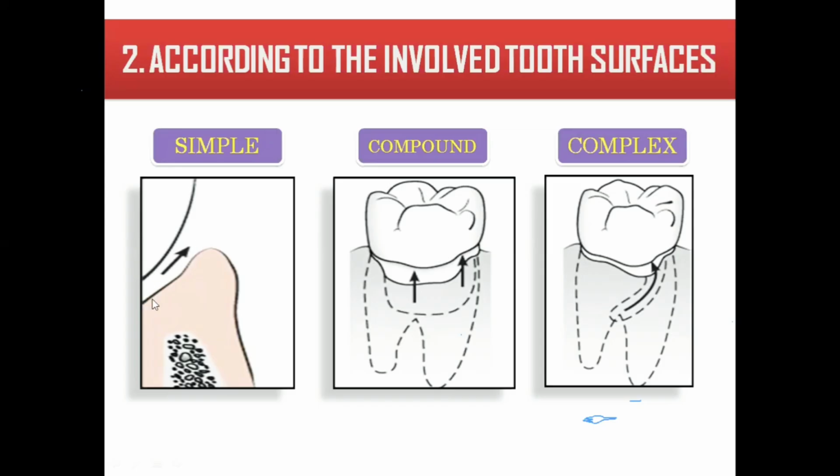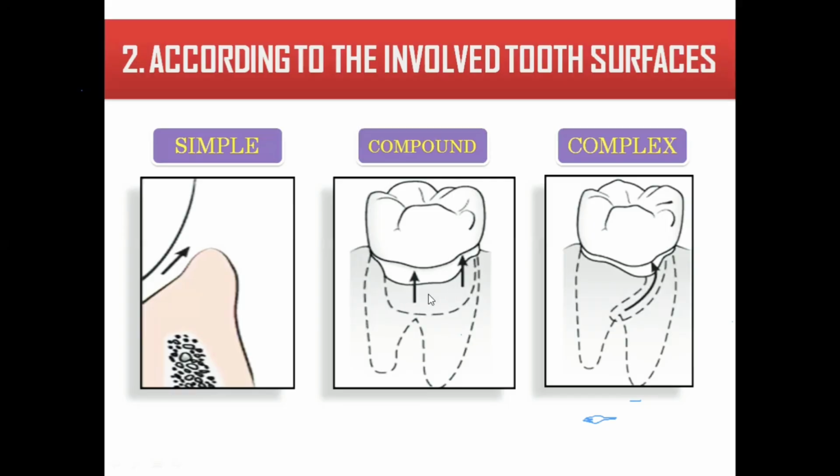Any of the tooth surfaces can be involved. It can be a buccal surface, it can be a palatal or lingual surface, it can be a mesial or distal surface. We call a pocket a compound pocket when two adjacent tooth surfaces are involved. Now, listen to me carefully and give attention to this picture. I have told you that we call it a compound pocket when two adjacent tooth surfaces are involved. This is important. Why is this important?